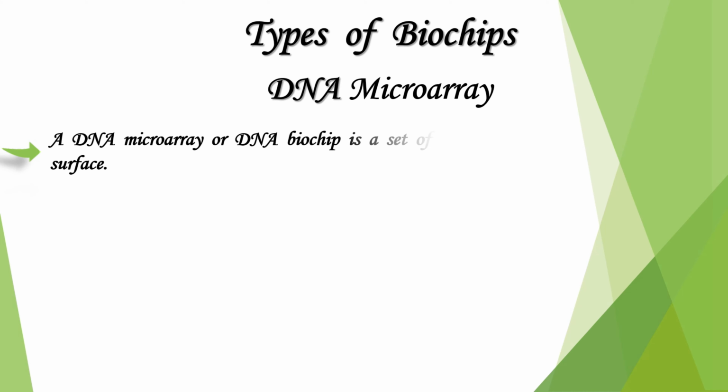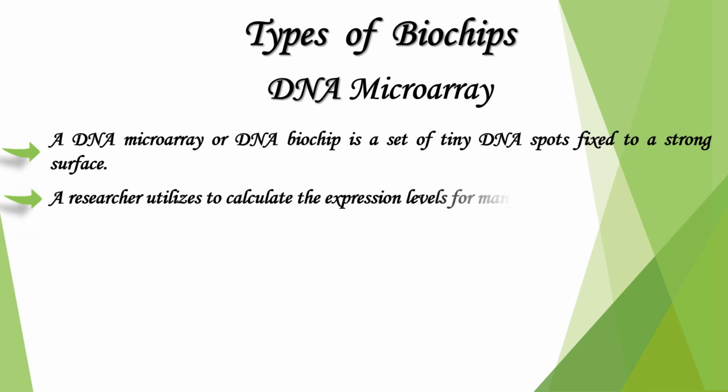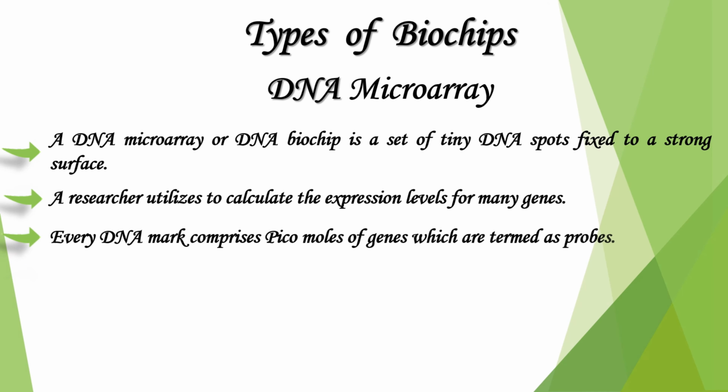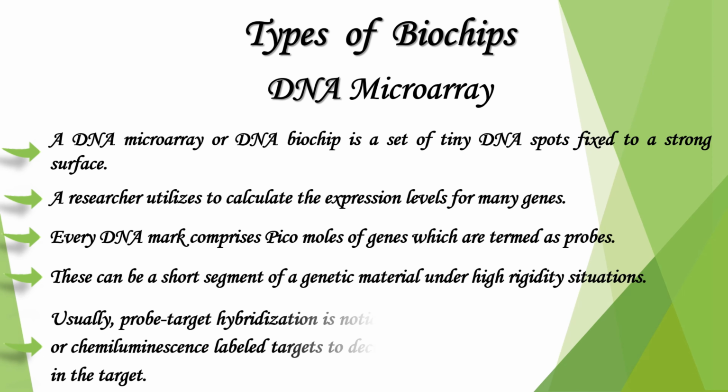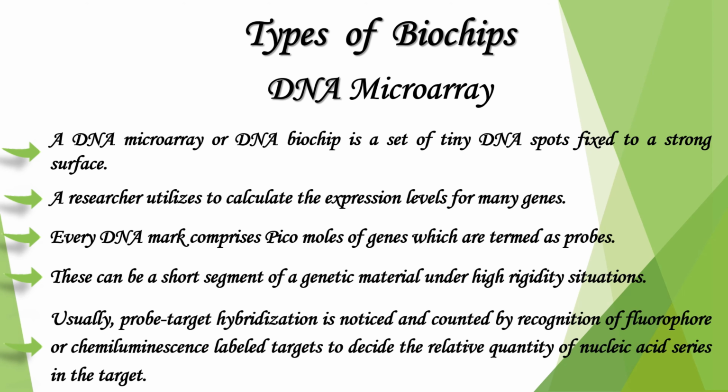DNA microarray. DNA microarrays or DNA biochip is a set of tiny DNA spots fixed to a solid surface. A researcher utilizes it to calculate the expression levels for many genes. Every DNA spot comprises picomoles of genes which are termed as probes. These can be a short segment of genetic material under high stringency conditions. Usually, probe-target hybridization is noticed and counted by detection of fluorescence or chemiluminescence labeled targets to decide the relative quantity of nucleic acid sequences in the target.